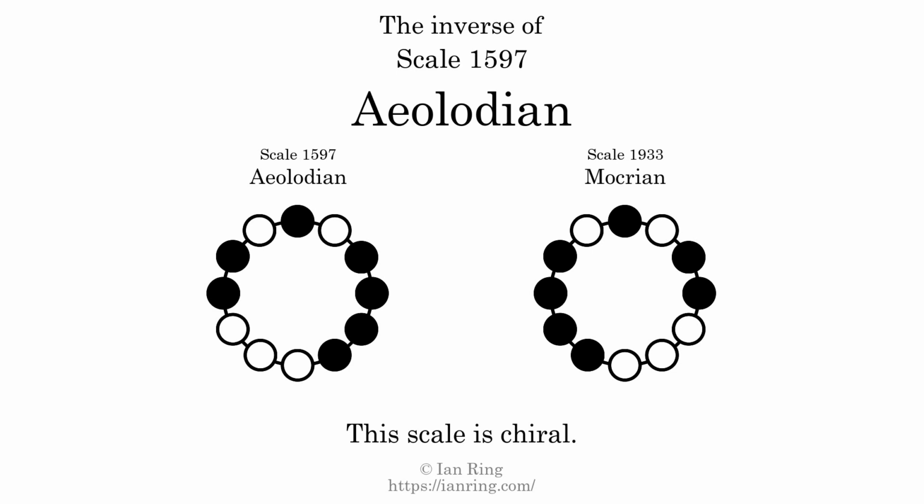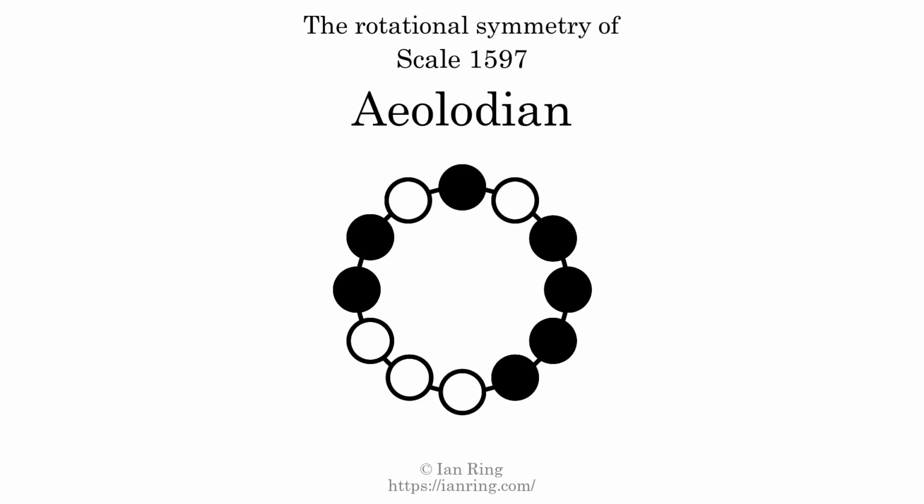The inverse of a scale is a mirror image. It is what you get when the sequence of intervals is reversed. The inverse of this scale is scale 1933, also known as Mocrian. This scale is chiral. It cannot transform into its inverse by rotational transformation. This scale has no rotational symmetry.